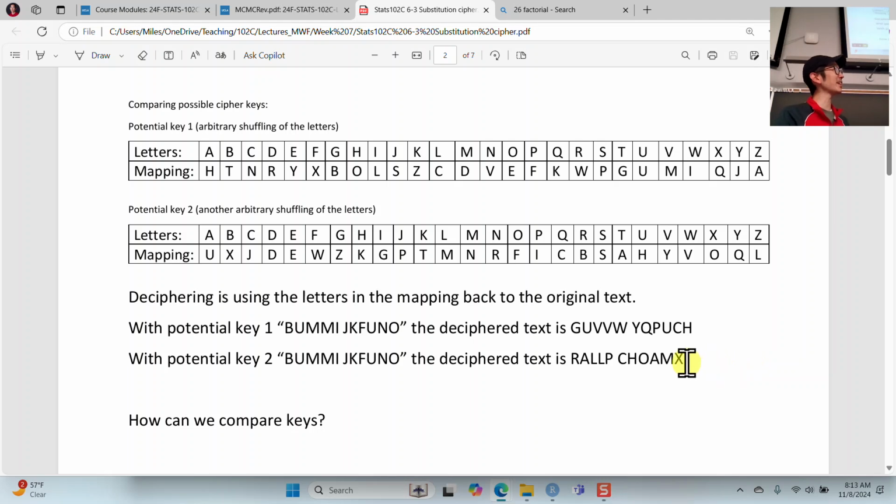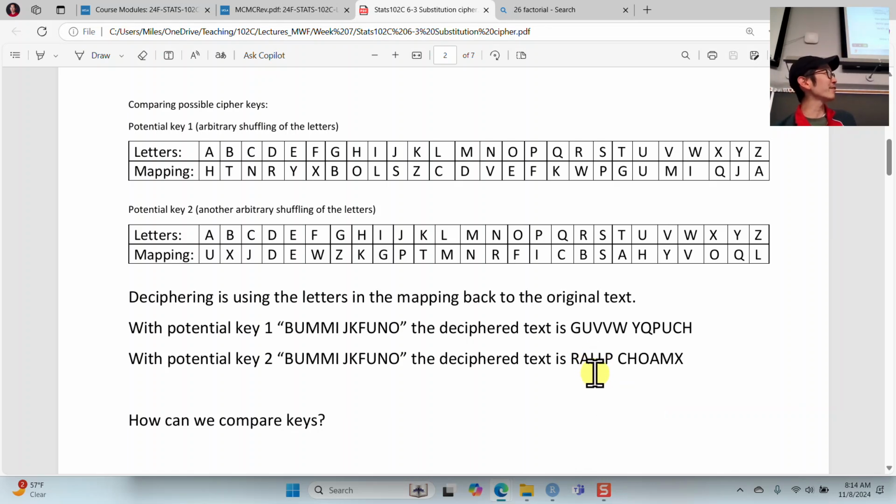It feels like the second one is a little bit better than the first one, right? Why? Well, this is a nonsense word, but seeing the letters CHOA, you're like, well, I might have seen some words with these letters together. CHOA doesn't feel weird, whereas seeing the sequence YQP feels very wrong as far as a word goes, okay?